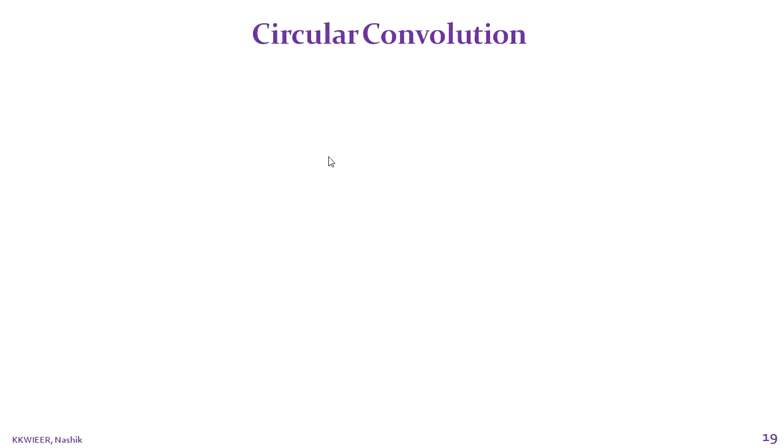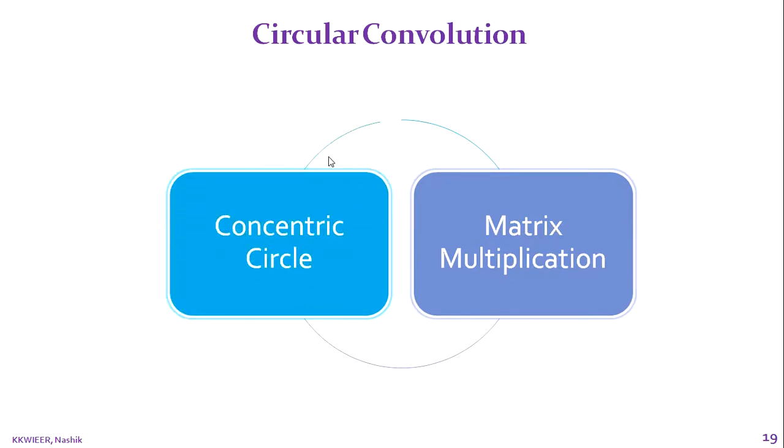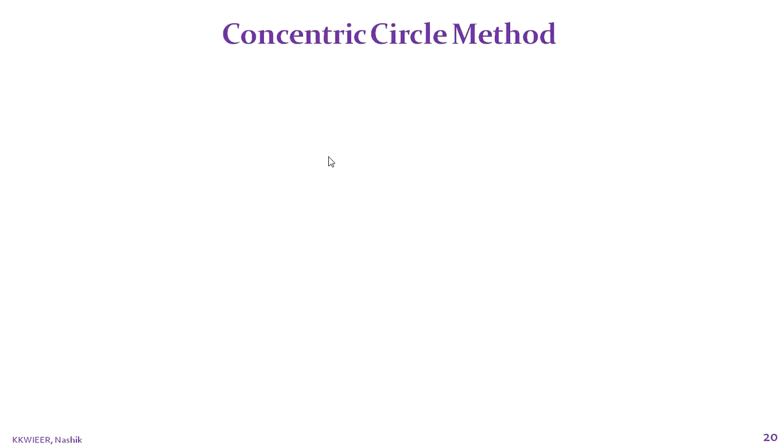Now let us see circular convolution, which consists of two types, the concentric circle method and the matrix multiplication method. Let us start with the first method, the concentric circle method. Consider one sequence x1 of n equal to 1, 2, 3, 4, whereas the second sequence x2 of n is equal to 4, 1, 1, 2.